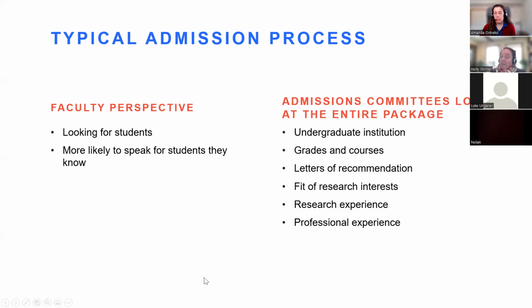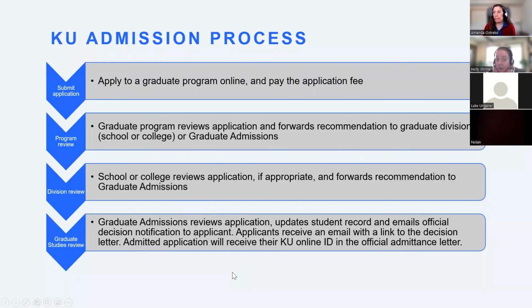And then every program is going to have a different review process. Some programs at the University of Kansas have a very large committee that looks at applications, whereas other programs have a director of graduate study or one individual faculty member. So it's going to vary across the university or across institutions, but generally people are going to be looking at the entire package.